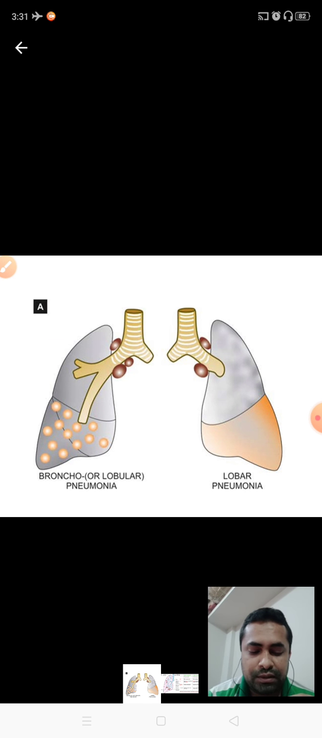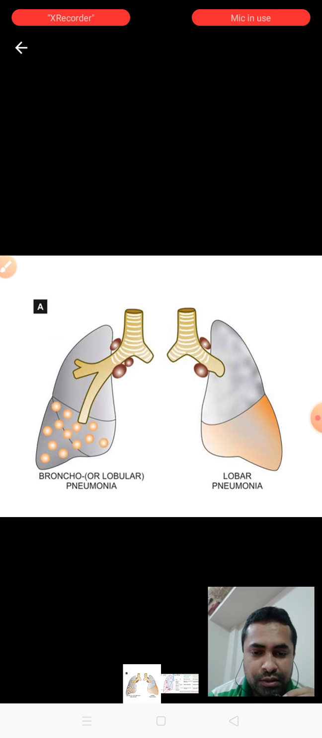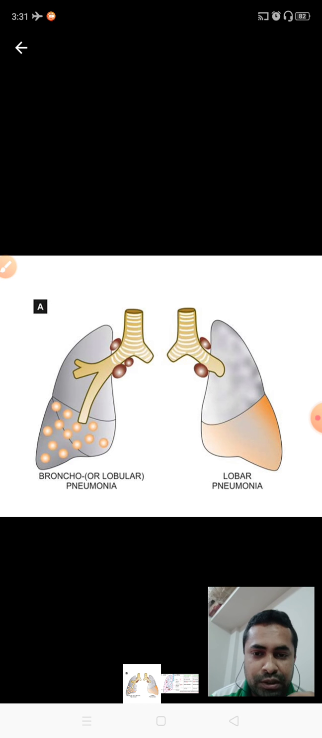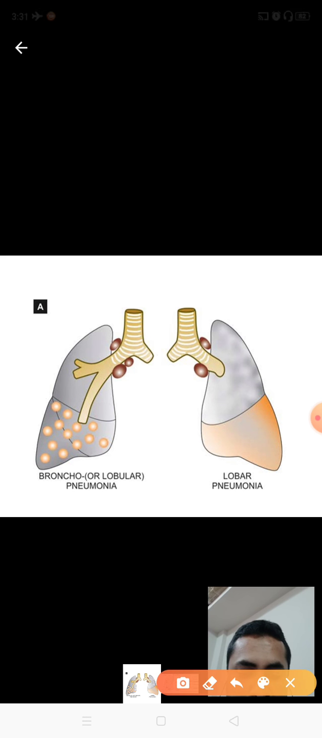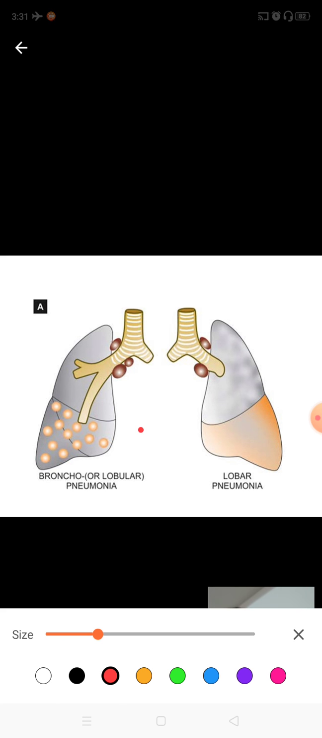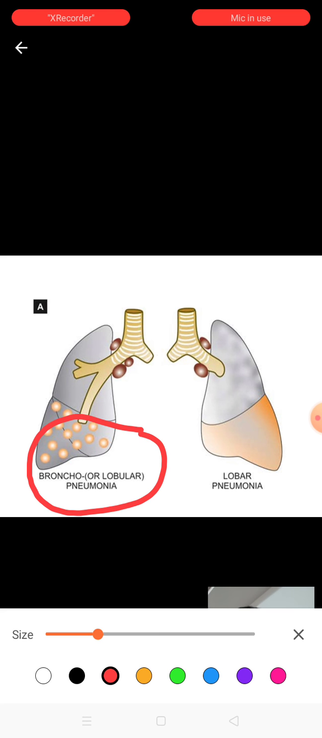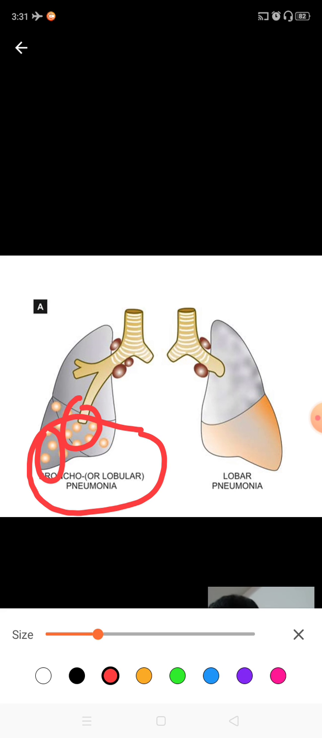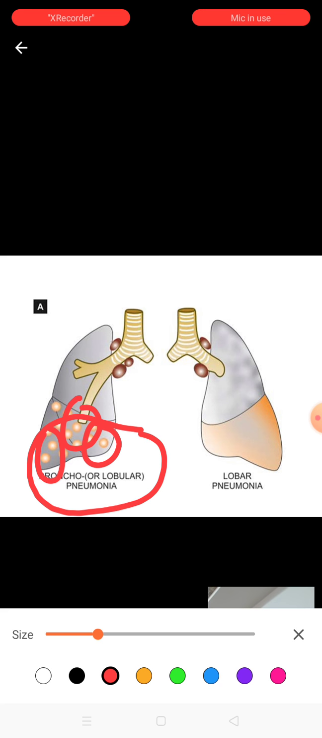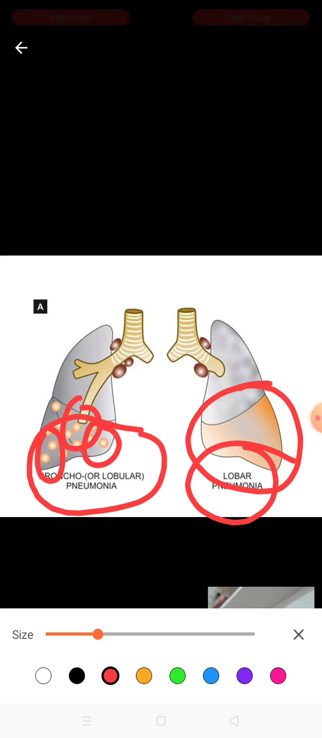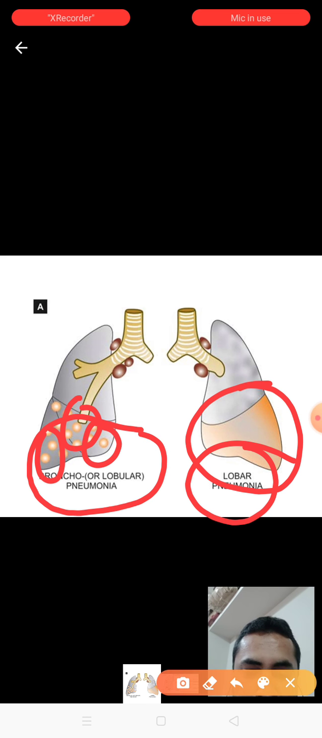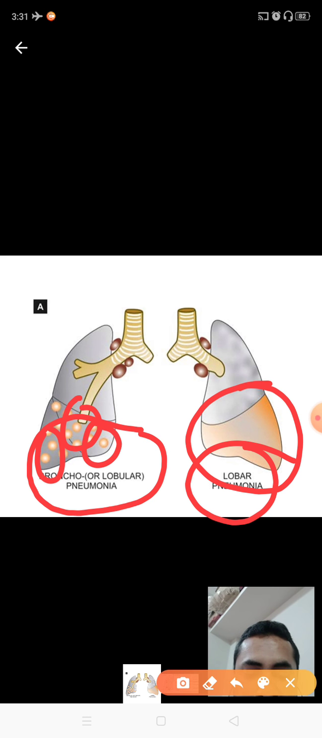So here is the first image, on the gross appearance of lobular pneumonia and lobar pneumonia. As you can see, here this is lobular pneumonia, and only small parts of the lobe are affected, not the complete lobe. And here it is lobar pneumonia, and a complete lobe is affected. So this is what I was stating: in lobar pneumonia the complete lobe is affected, and in lobular pneumonia only a part of the lobe is affected.